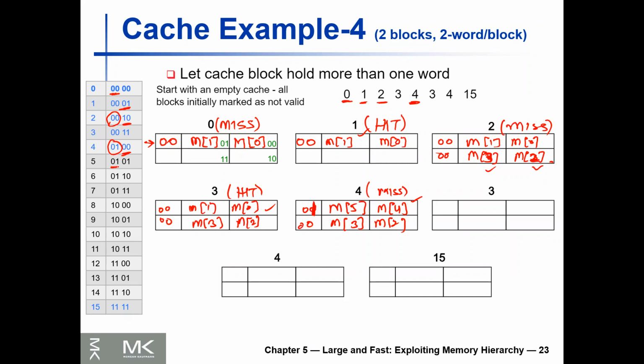Now, this is the current situation. You want 3 now. So what will happen? Hit, exactly, because 3 is already present. So it is a hit. This is the current situation with the hit. All right, now after the hit, we need 4.